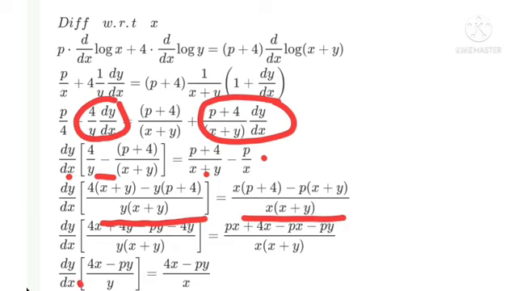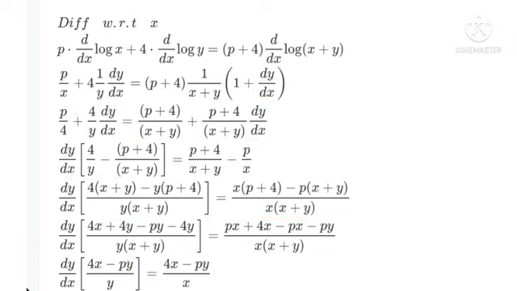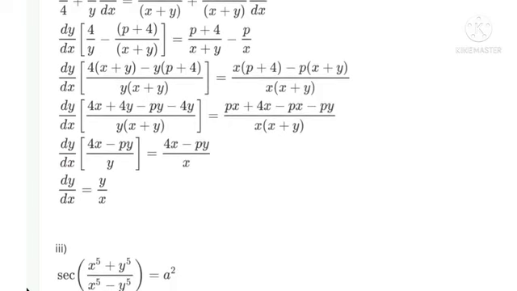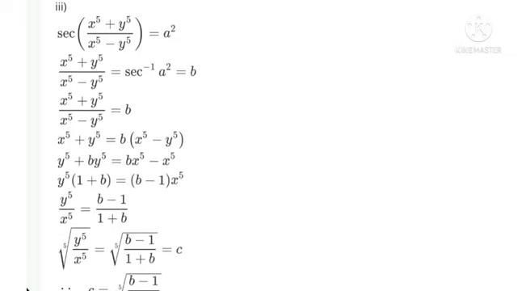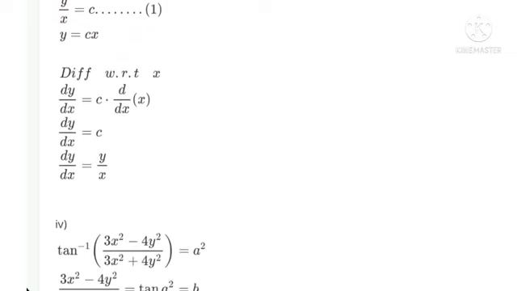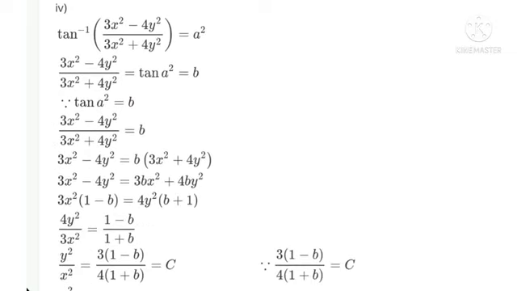You get dy by dx into the bracket 4x minus py upon y is equal to 4x minus py upon y. 4x minus py, 4x minus py get cancelled. We get dy by dx is equal to y upon x. Okay, it is simple. Then the third one you can solve yourself. Fourth one, see, the fourth one is also simple.